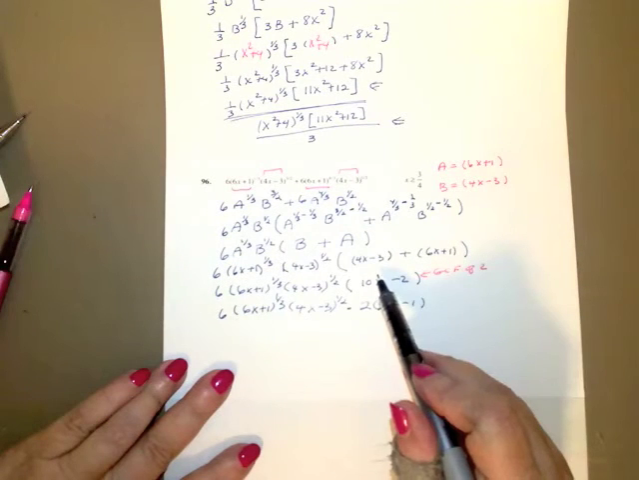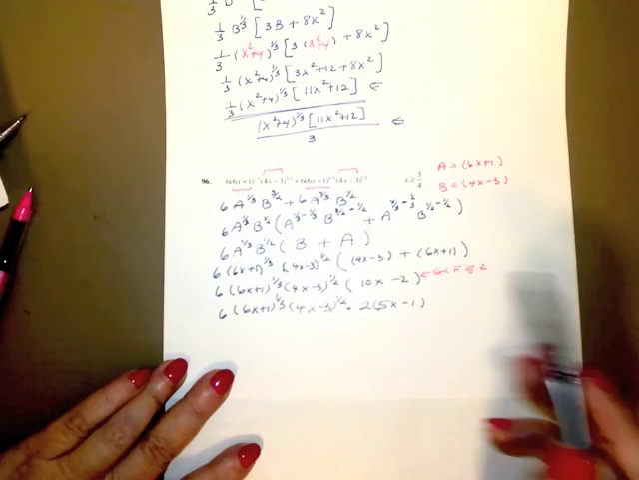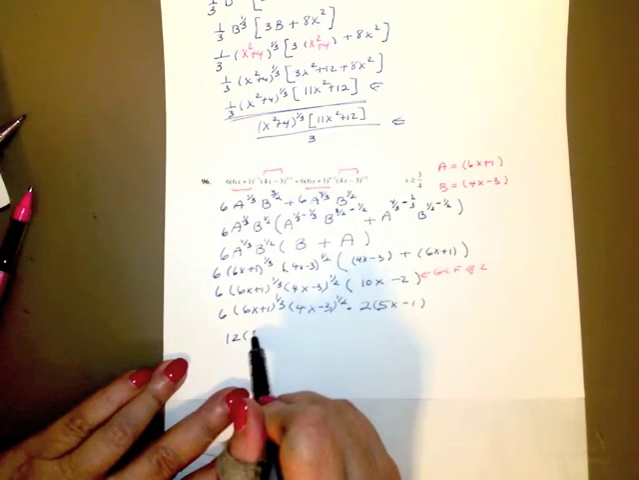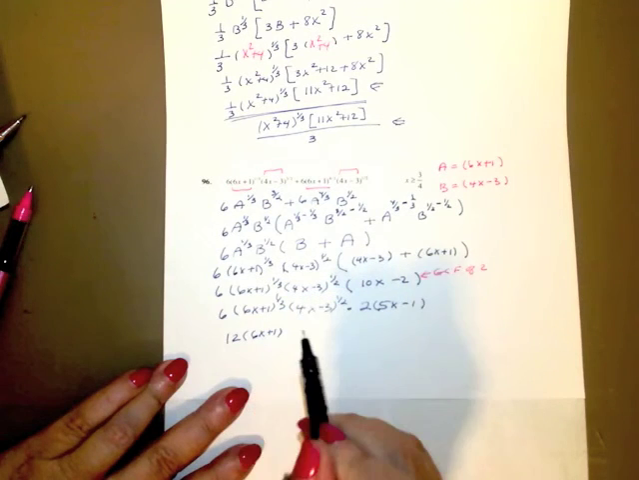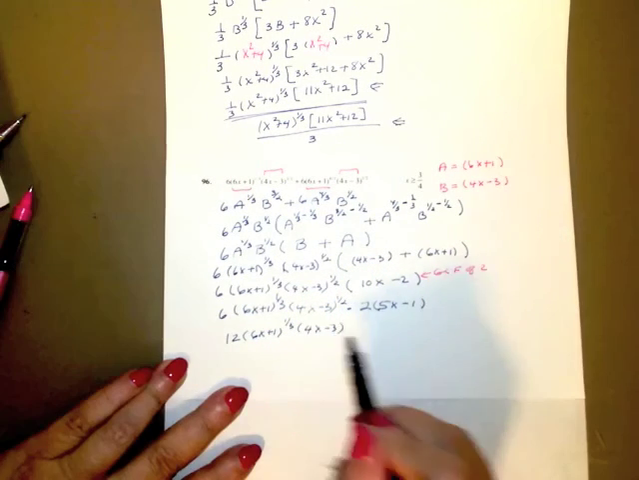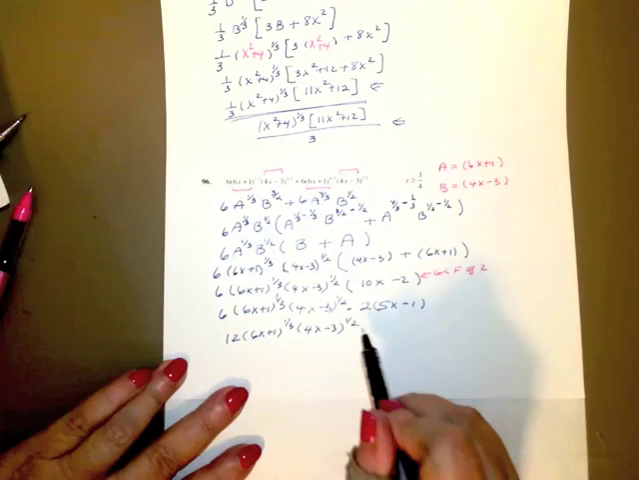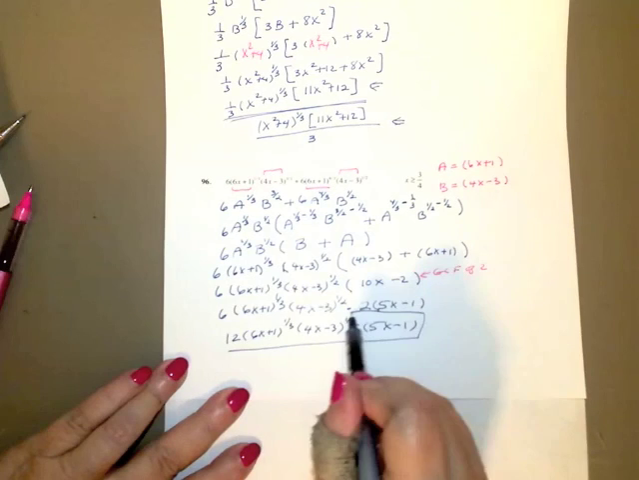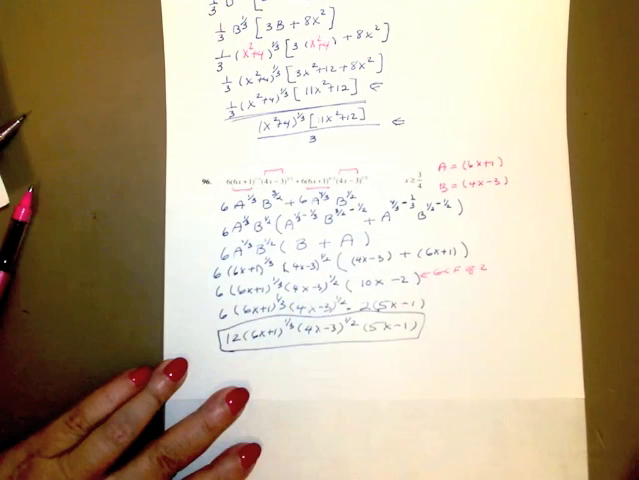Did I make an error? No, I'm fine. So 2 times 6 is 12. 6x plus 1 to the 1/3. 4x minus 3 to the 1/2. And 5x minus 1. And there she is. Thank God we're done.